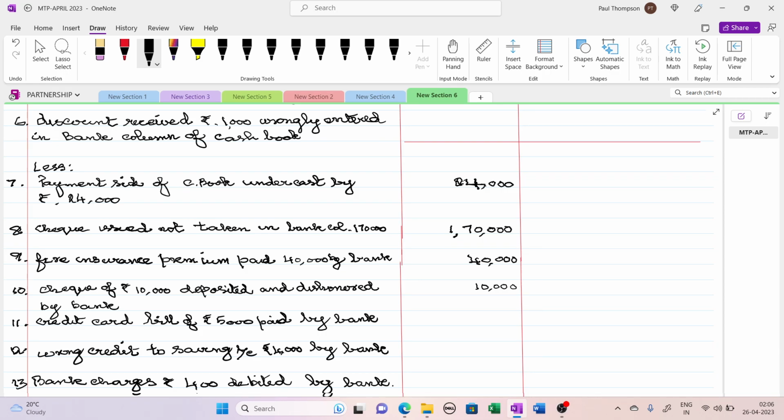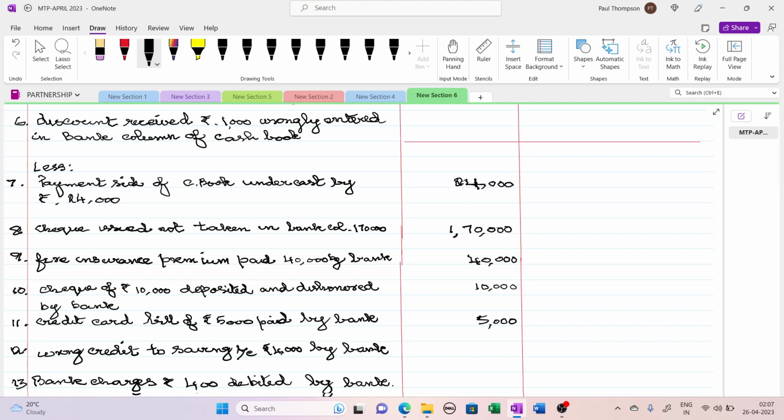Next adjustment is bank paid credit card bill payment. We have made some payment using a credit card, and that credit card payment is made by the bank. So anytime the bank makes any payment or deducts any bank charges, we have to reduce that amount. So 5,000, it's a simple entry. 5,000 rupees paid by bank.